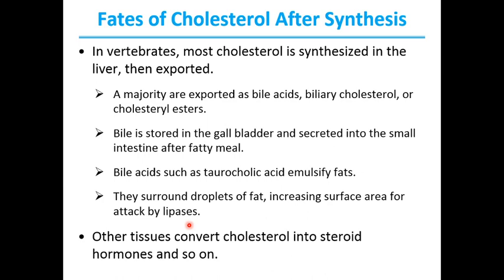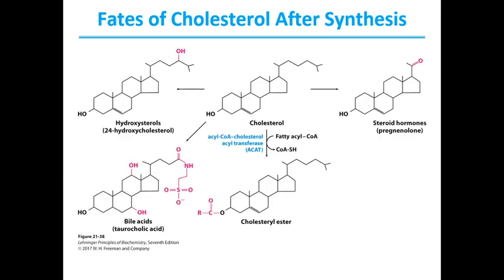In other tissues, cholesterol is converted to steroid hormones. This figure shows the various structural differences in molecules other than cholesterol. Like I said, cholesterol is converted to other steroid hormones in tissues other than liver. In liver, cholesterol is converted to bile acids. Bile acids have this structure.